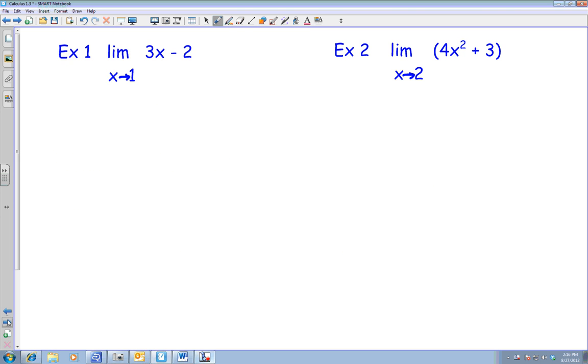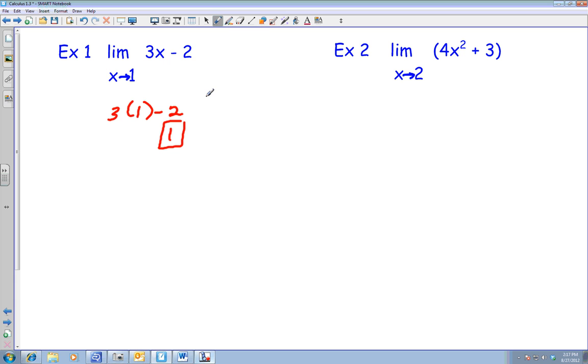So the very first thing on your notes that I gave you was your first option will always be to use direct substitution. Here's what direct substitution means. If I have a function like this one, 3x minus 2, and I'm finding the limit as x approaches 1, the first thing you're always going to try is see if you can just directly substitute the number in. So I'm going to say 3 times 1 minus 2. So 3 minus 2, 1. So the limit of that function is 1.